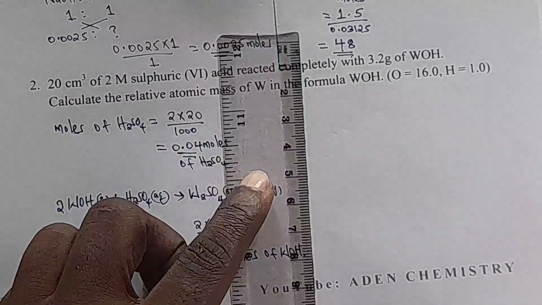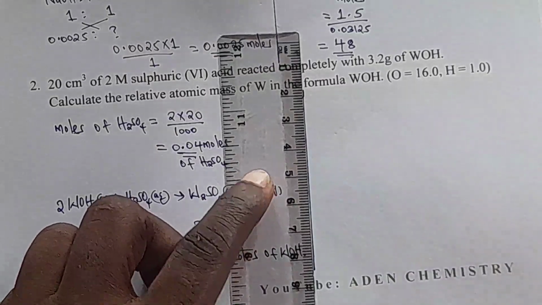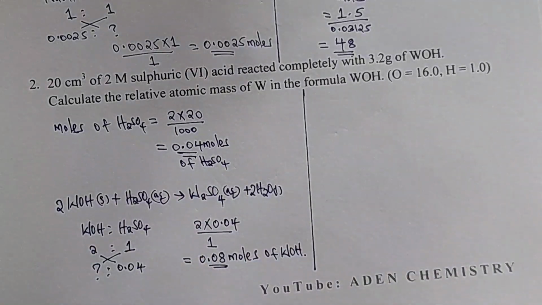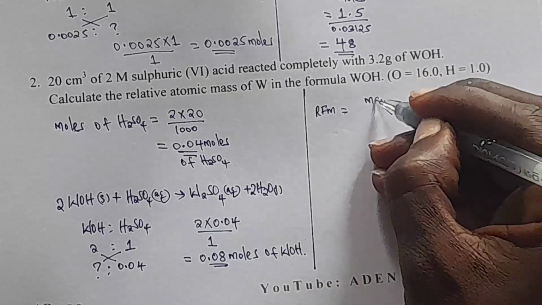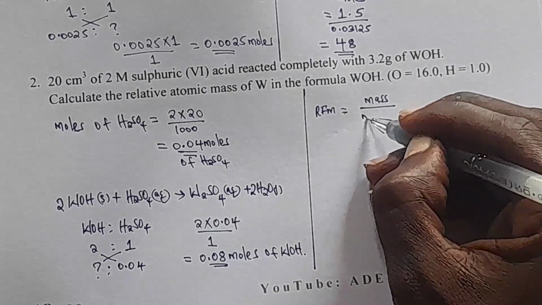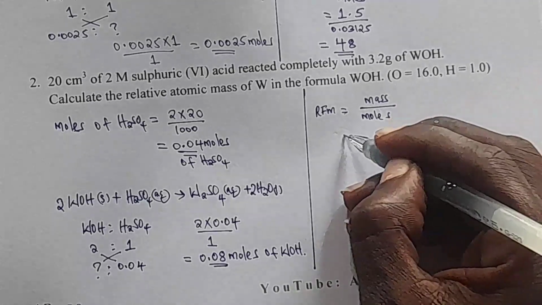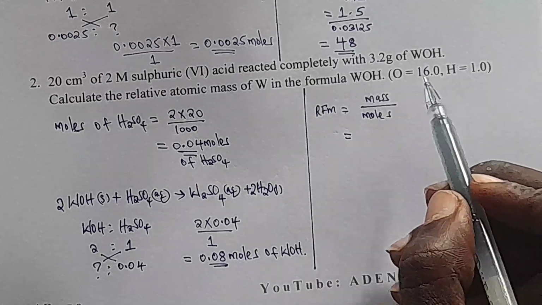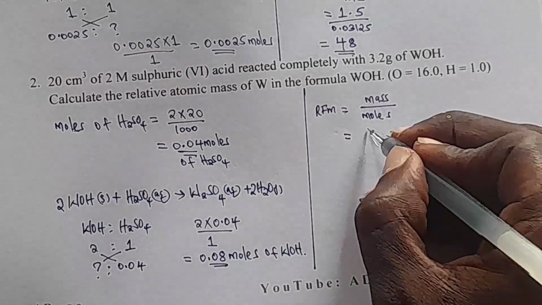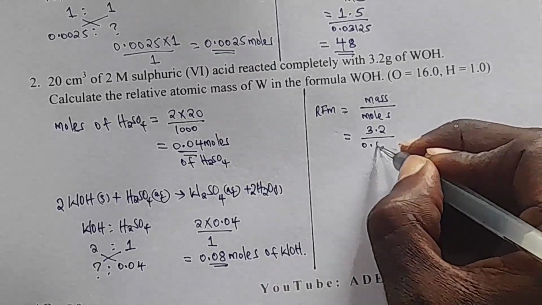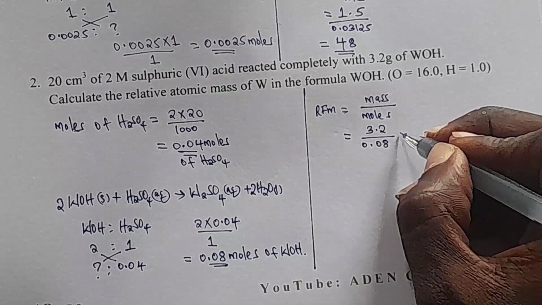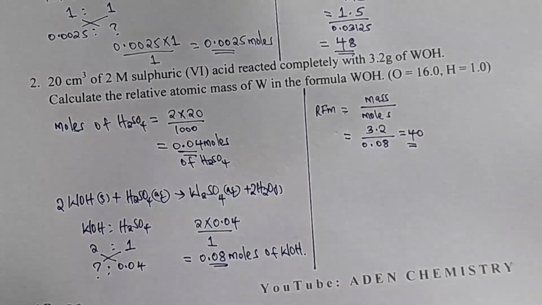If we know the number of moles of W hydroxide, we can get the molar mass of W hydroxide, the RFM in other words. We said RFM can be gotten by the formula mass of W hydroxide divided by moles of W hydroxide. The mass of W hydroxide given here was 3.2. So 3.2 divided by the moles of W hydroxide, which we have gotten as 0.08, will give us 40. So that is the RFM of W hydroxide.